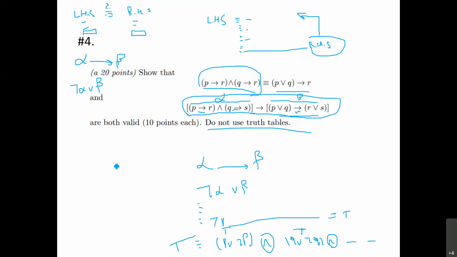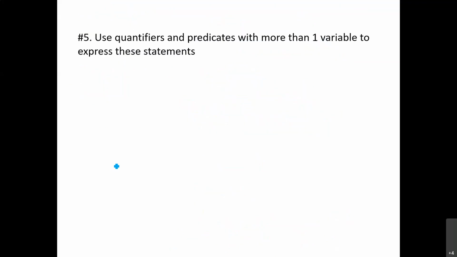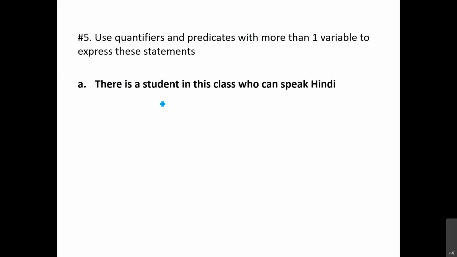So do that and use the forms if something's not clear. Use quantifiers, predicates, with more than one variable to express these statements. Another way of translating, but now we're not just using propositions, we're using predicates. There is a student in this class who can speak Hindi. So you have to break it down into predicates.